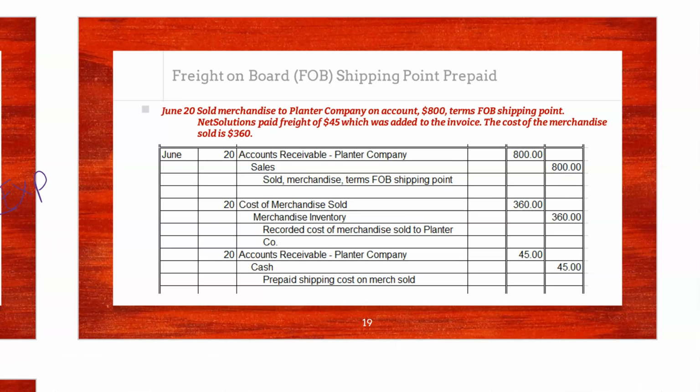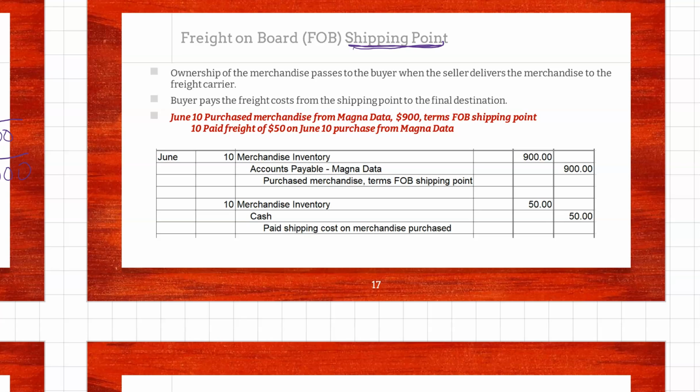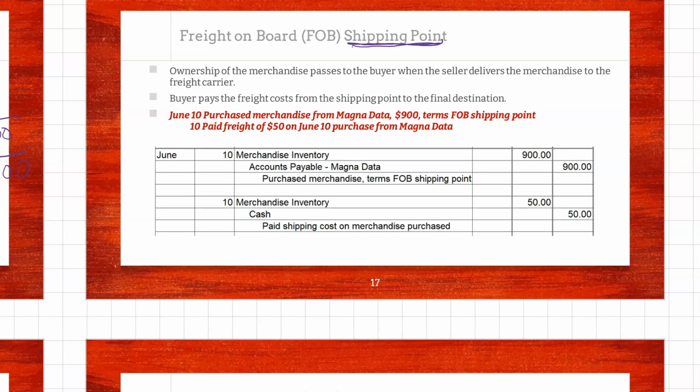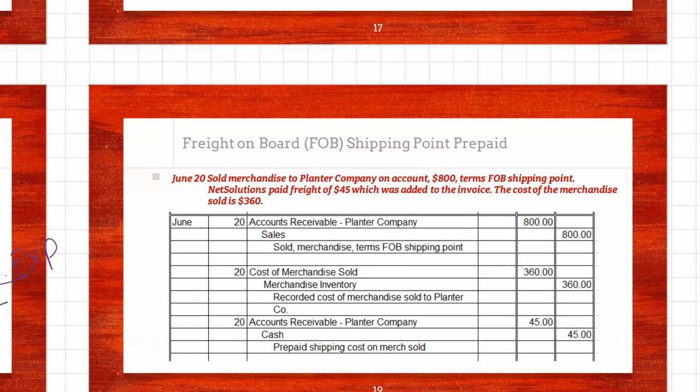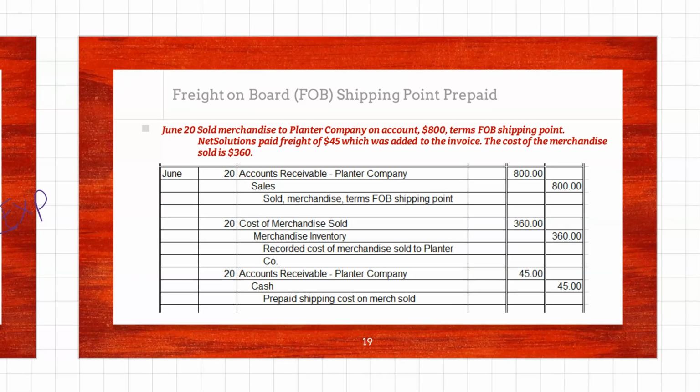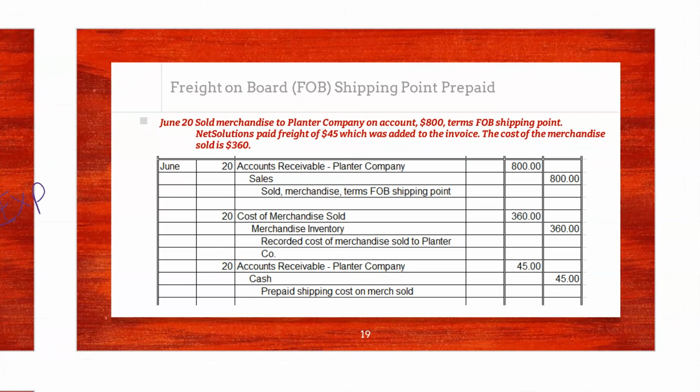Okay, now this is freight on board shipping point prepaid. If you look back up and remember when we talk about shipping point, we're going to pay the cost as the buyer. In this situation, we are selling merchandise. We are making the buyer of our merchandise pay for the shipping, but we're going to pay it up front for them. They are then going to be responsible to pay it back to us.